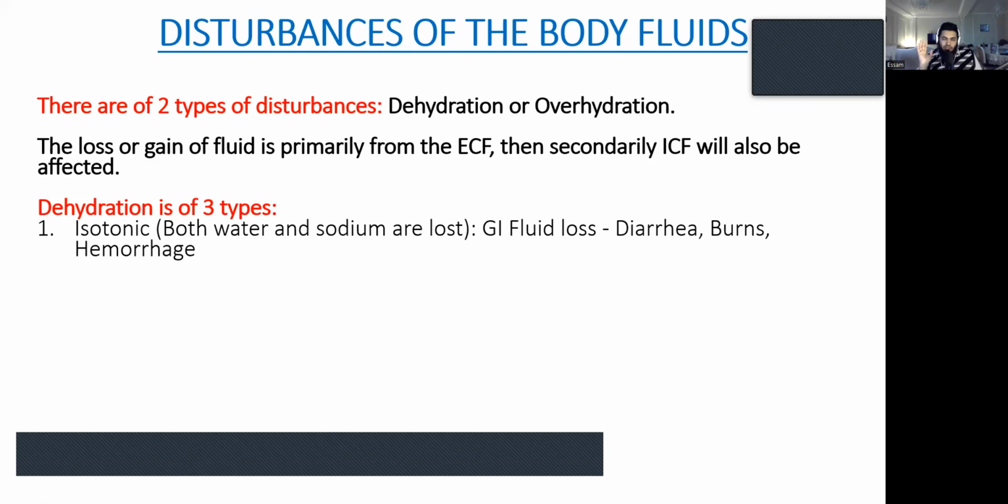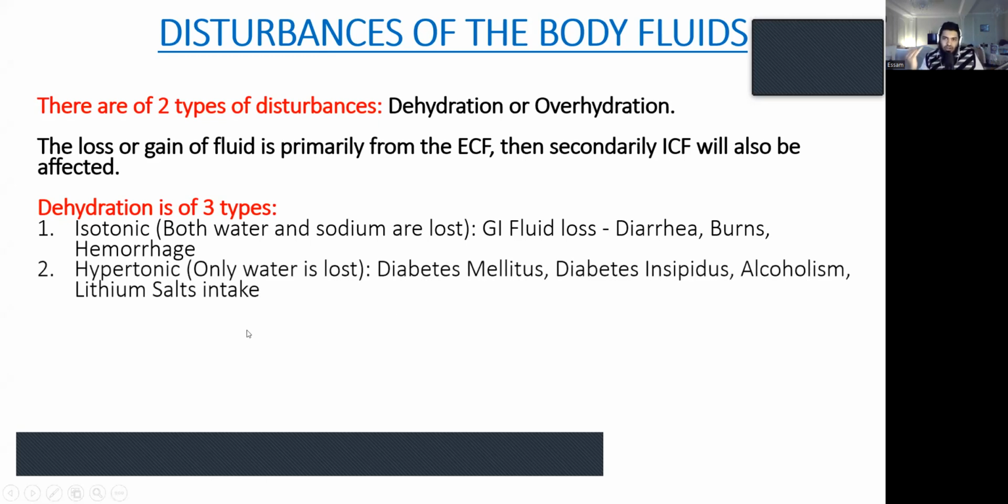So first of all, dehydration means water is lost. Isotonic dehydration means water is also lost, sodium is also lost. What are the examples? Gastrointestinal fluid loss, which means diarrhea, burns, hemorrhage. In all these cases, water will also be lost from the body and sodium will also be lost from the body. So it is isotonic.